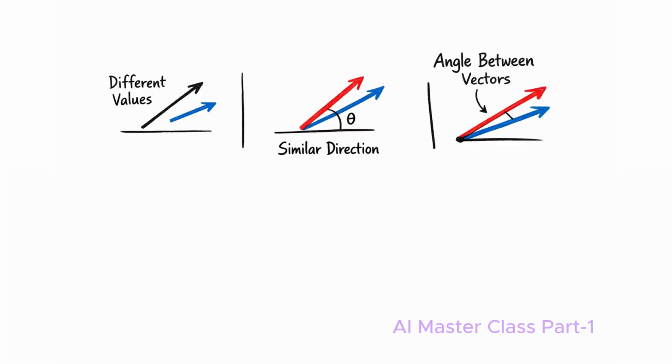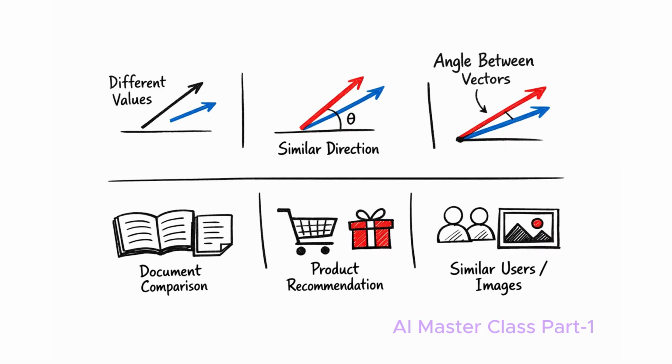We do not compare two vectors to be exactly the same. We often see if two vectors are pointing in the same direction. That comes under the angle between two vectors. This is extremely useful in real world problems like comparing documents, recommending similar products, and finding similar users or images. Now, even if the values are different but the direction is similar, then the meaning is also similar.